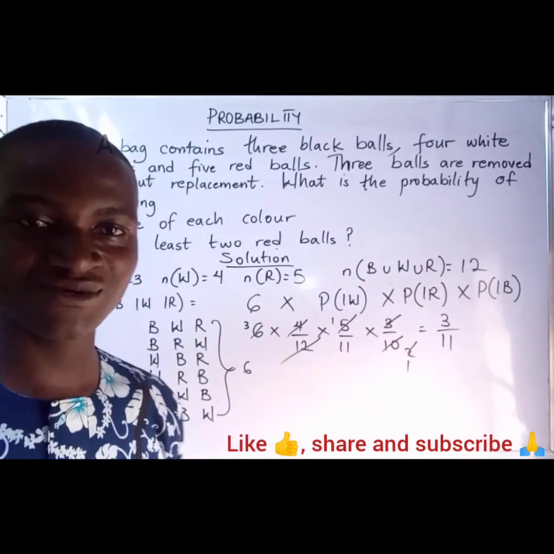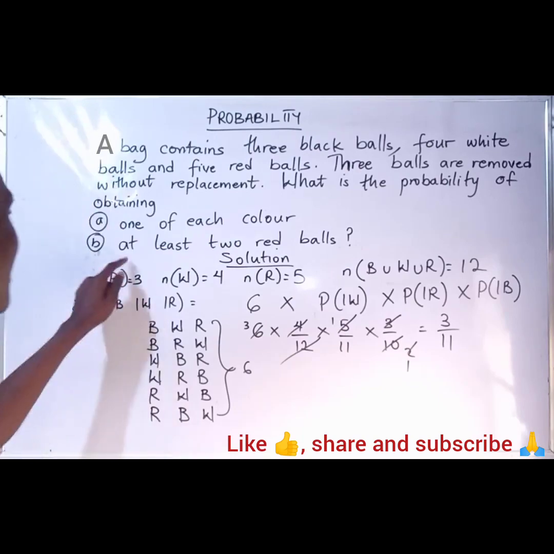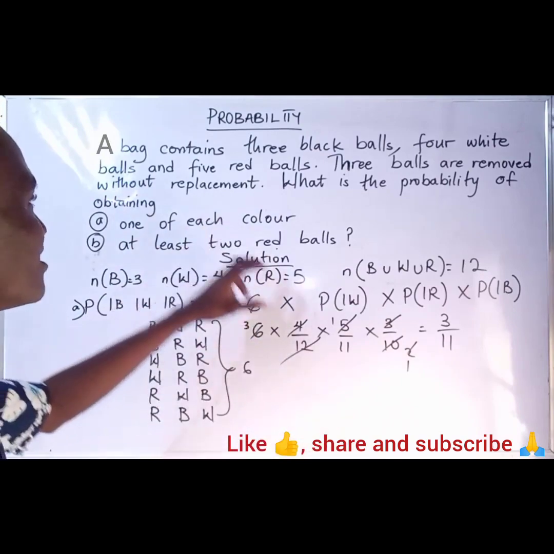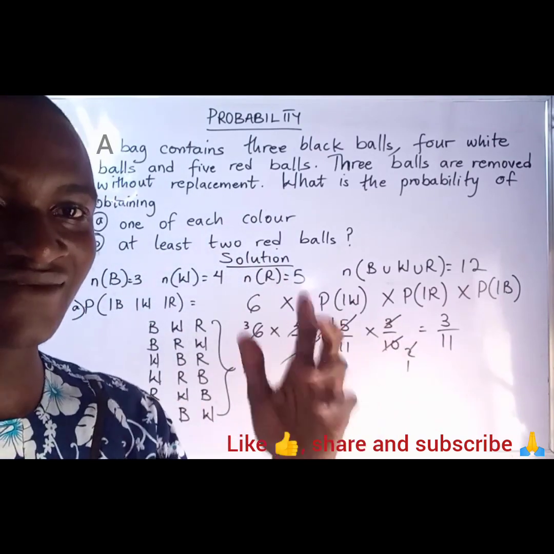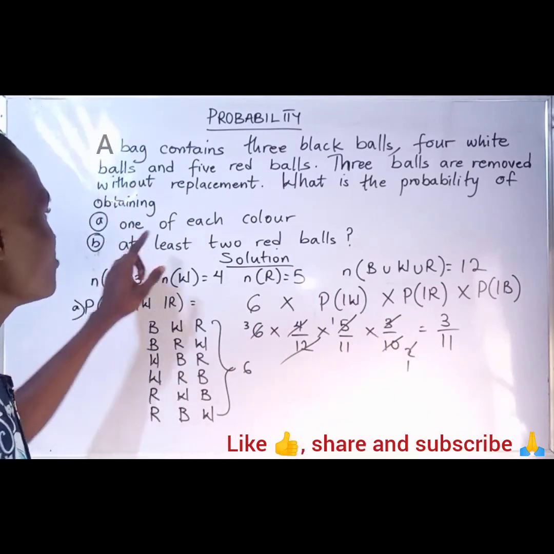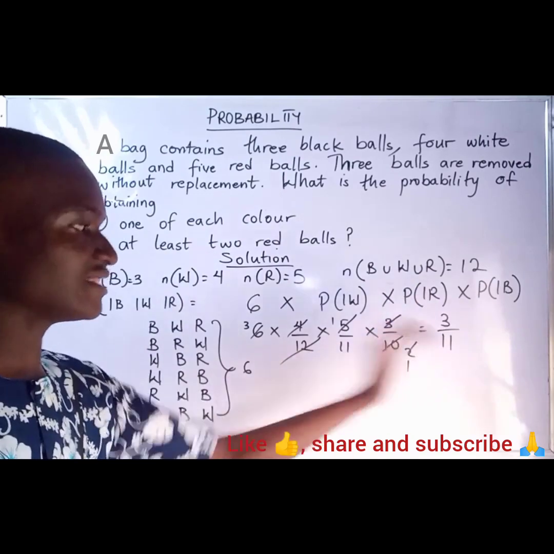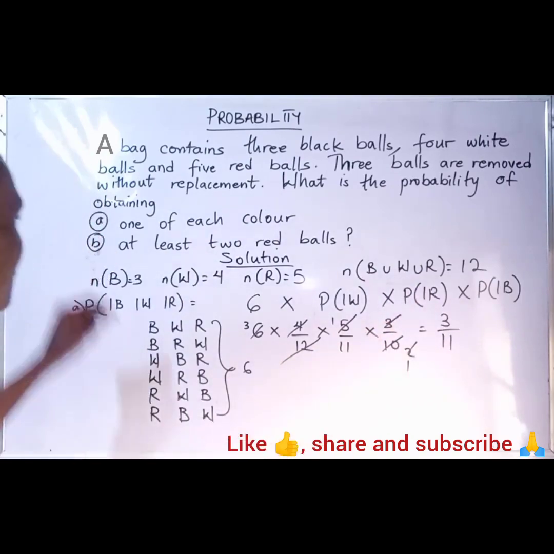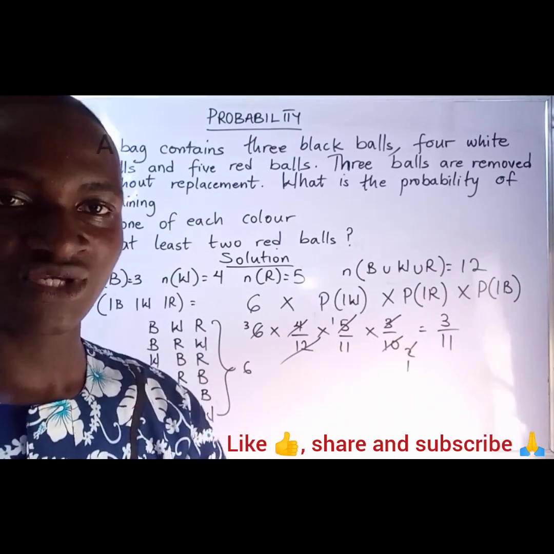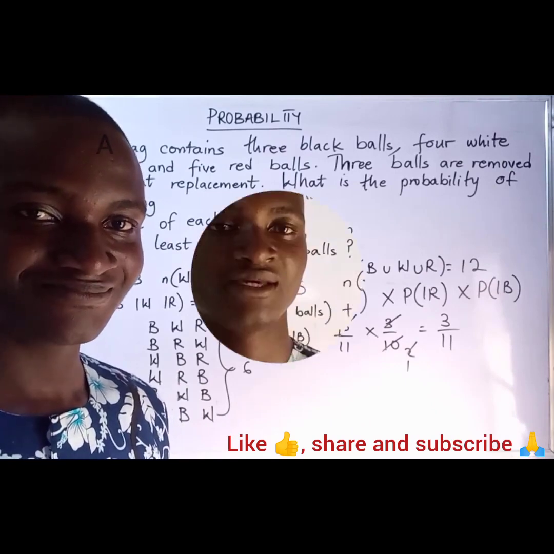Now let us take a look at the second question. What is the probability of picking at least 2 red balls? Please don't forget that we already said how many balls were picked. There were 3 balls that were picked. Now we have seen the probability that we are picking one of each color, which is 3/11. Now the next question is, what is the probability of picking at least 2 red balls out of these 3 picks? Let's take a look at the solution to that again.